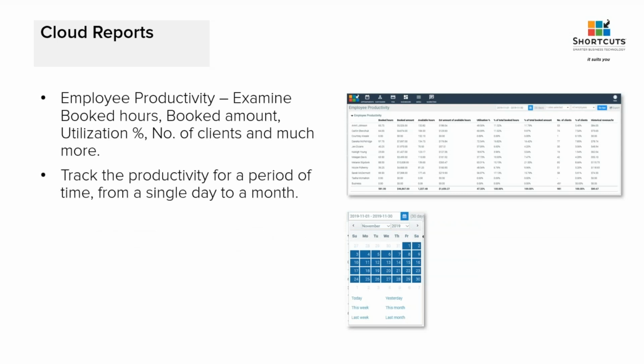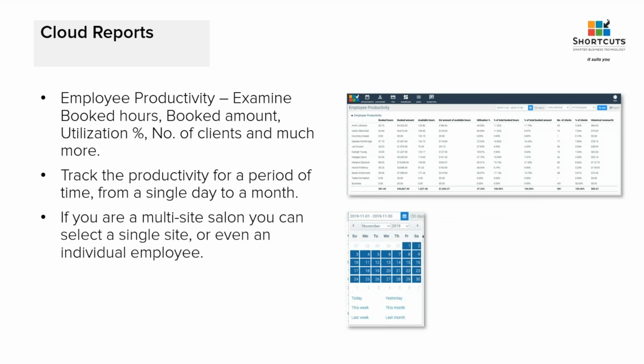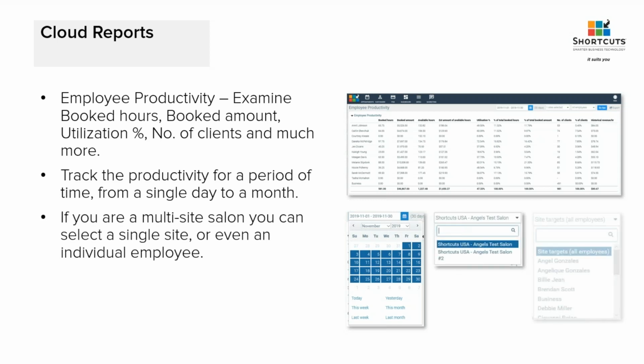Your employee productivity report. So this is where you get to compare their booked hours to their utilization percentage. So how many clients did they see? What were their retail conversions? Things like that. So again, you set the range that you want to explore. And you have the ability to search your data through one site or multiple sites. Not only that, the ability to filter all of this if you just want to focus on one or two particular employees, not necessarily your entire team.